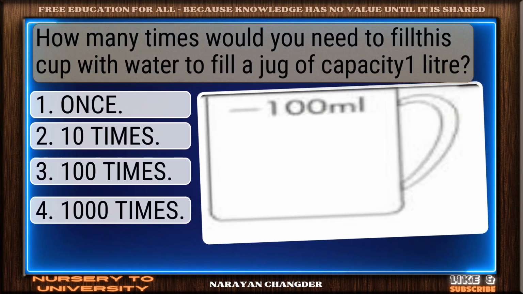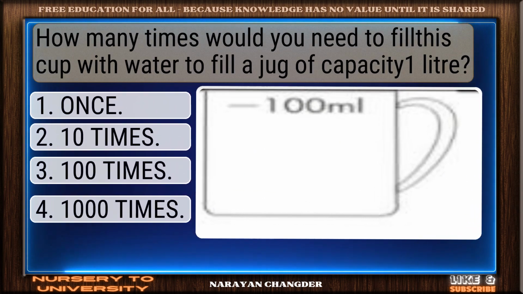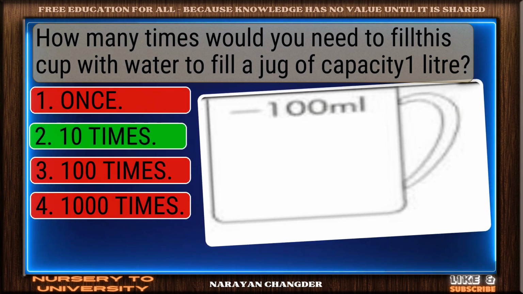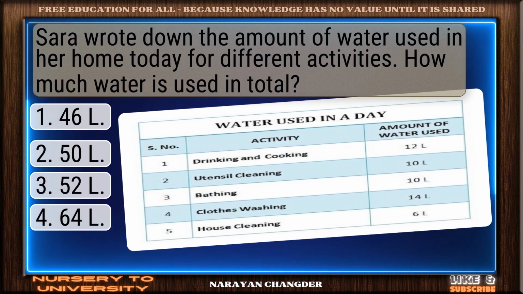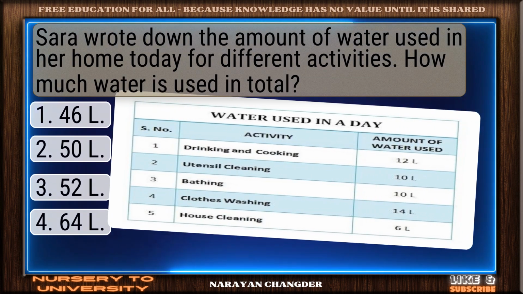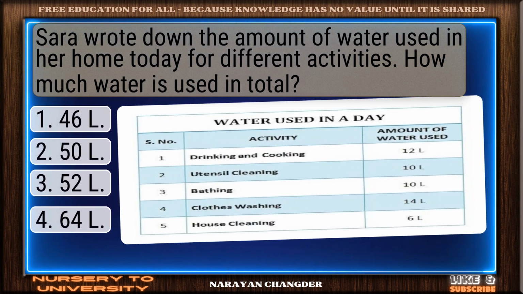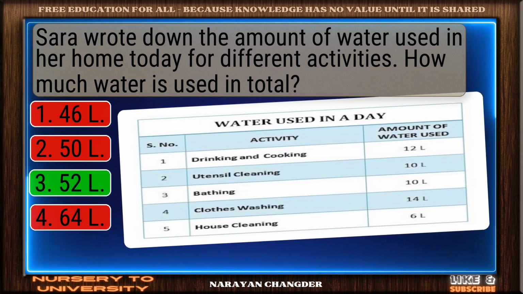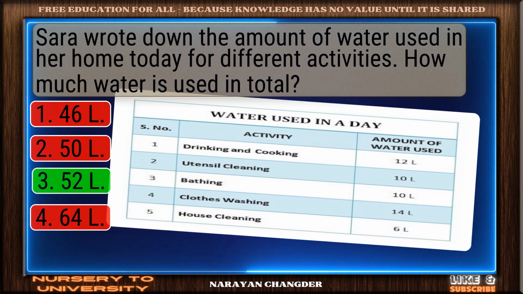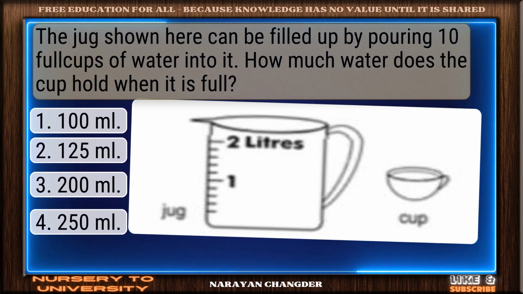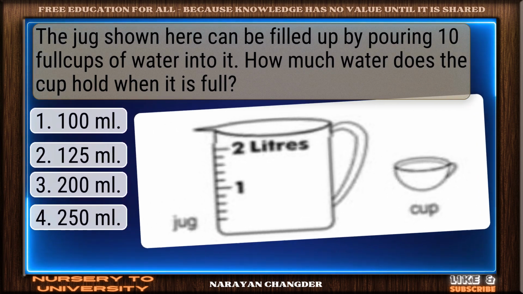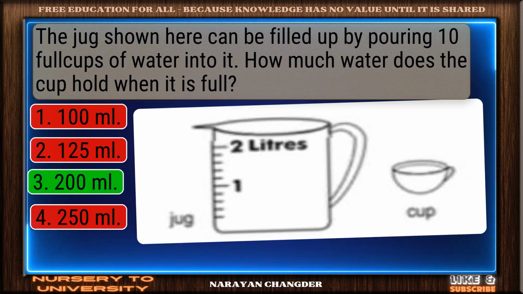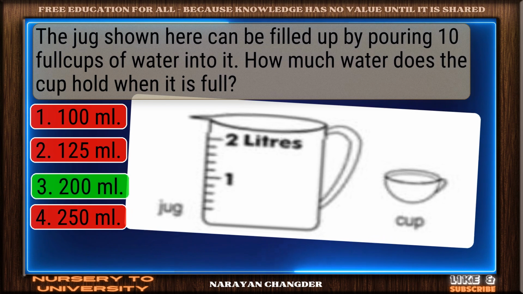How many times would you need to fill this cup with water to fill a jug of capacity 1 liter? Right again. 10 times is a valid answer. Sarah wrote down the amount of water used in her home today for different activities. How much water is used in total? Well done. 52L is the right choice. The jug shown here can be filled up by pouring 10 full cups of water into it. How much water does the cup hold when it is full? Excellent choice. 200 ml is the right answer.